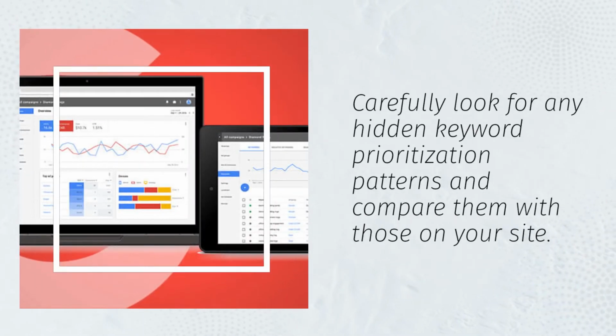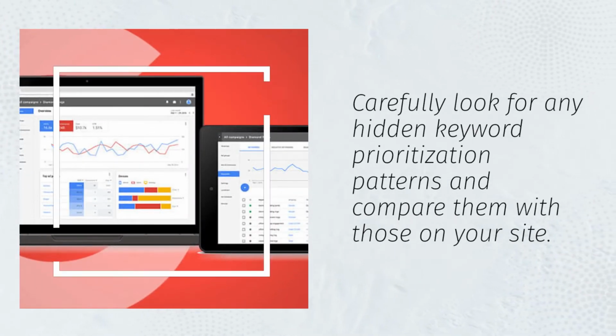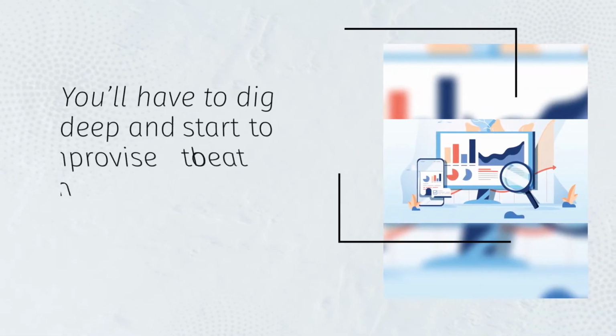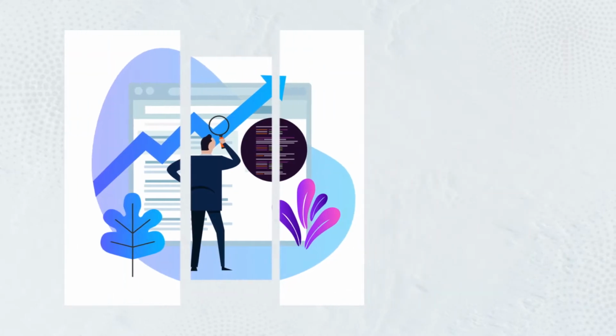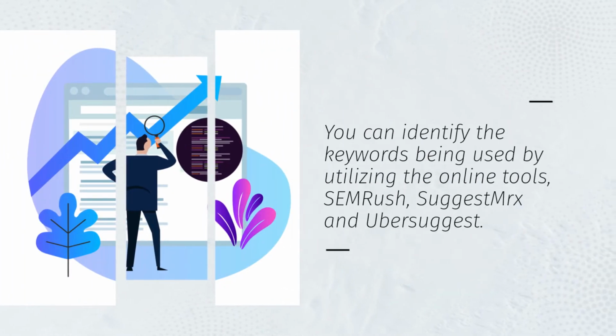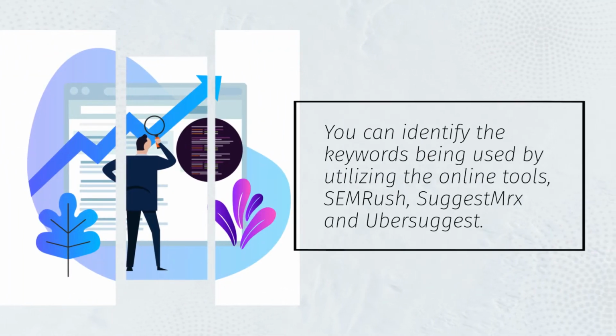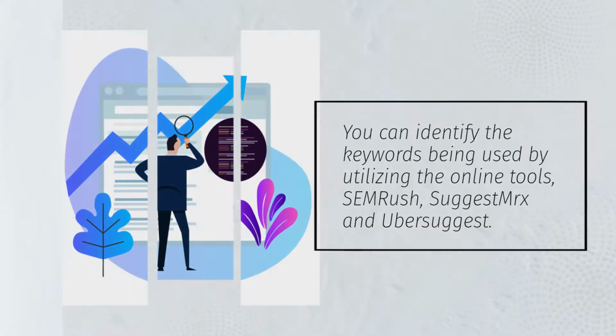Carefully look for any hidden keyword prioritization patterns and compare them with those on your site. You'll have to dig deep and start to improvise to beat your competition at their game. You can identify the keywords being used by utilizing the online tools SEMrush, SuggestMRX and Ubersuggest.